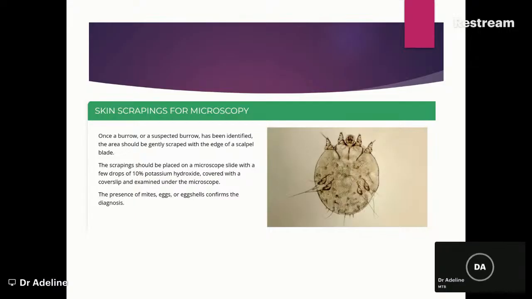When we take skin scrapings, we usually send them for microscopy. And this is a microscopic picture of what's seen for scabies. Usually these scrapings are placed on a microscope slide with a few drops of 10% KOH, covered with a cover slip, and examined under the microscope. The presence of the mite, eggs, or eggshells confirms the diagnosis.